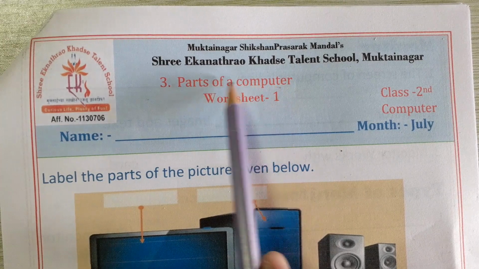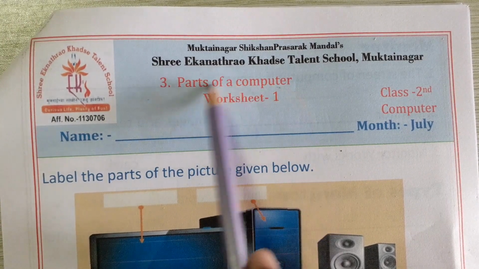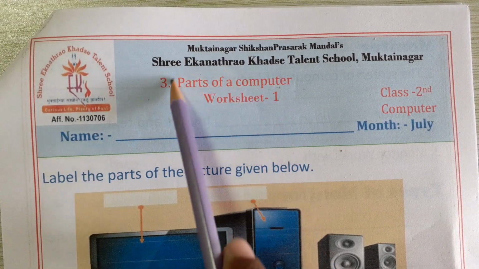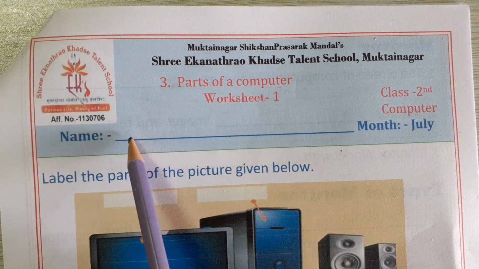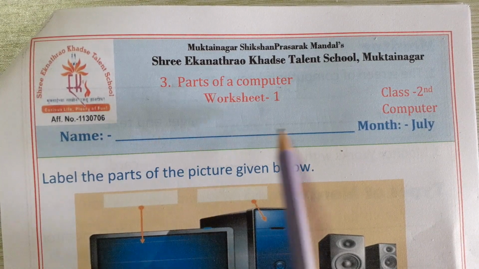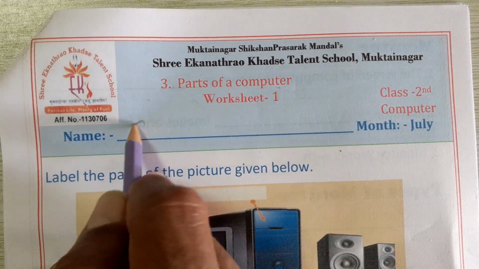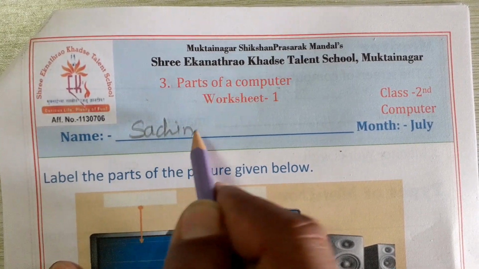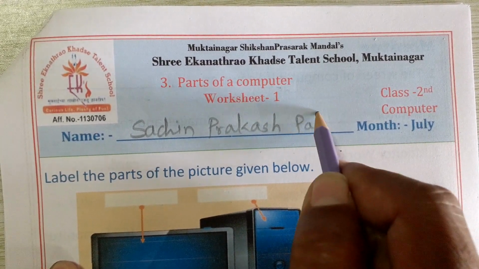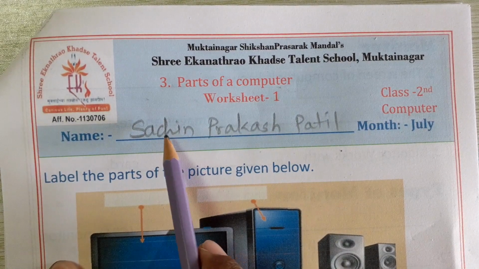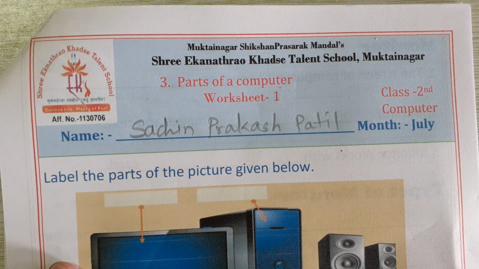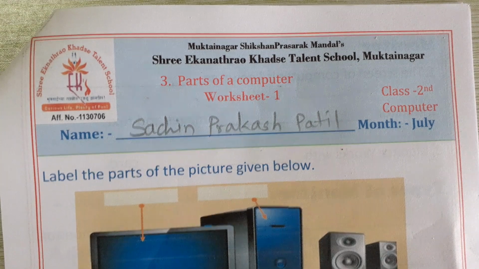Parts of a computer. Chapter 3rd, worksheet first. This is the worksheet first of chapter 3rd. So first let us start. First you write your name here in this way. You can write your full name. I write my name, Sachin Prakash Patil. You write your name here. Understand? Very good.